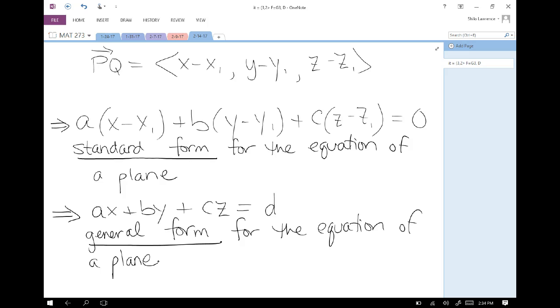And don't think of it as two different formats that you have to remember. The way that we get the second one is just by continuing to simplify the first one.